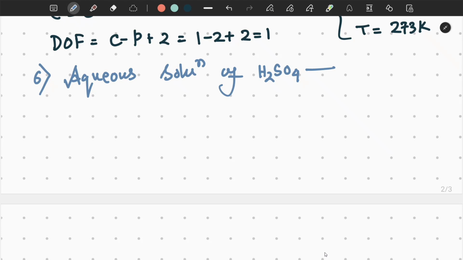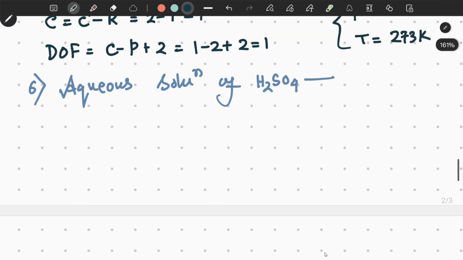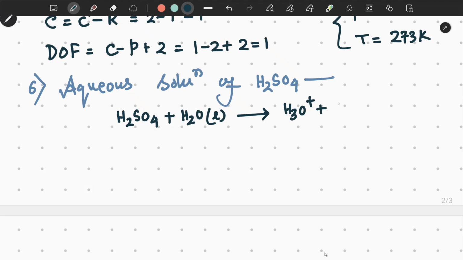What will be the phase? One. How? H2SO4 will be in aqueous, and H plus and HSO4 minus will be in aqueous. H3O plus and HSO4 minus, that is okay. So there will be an equilibrium, right? Component is 4 minus 1, 3.